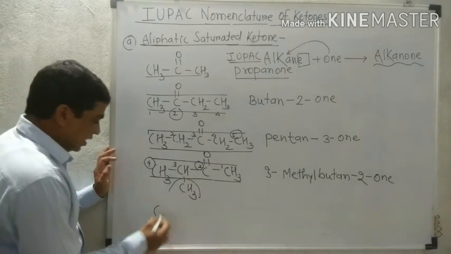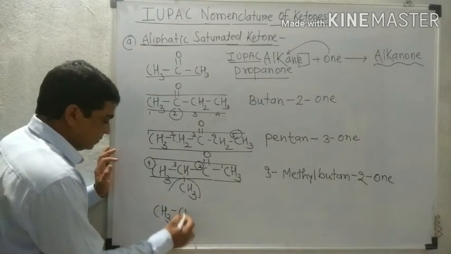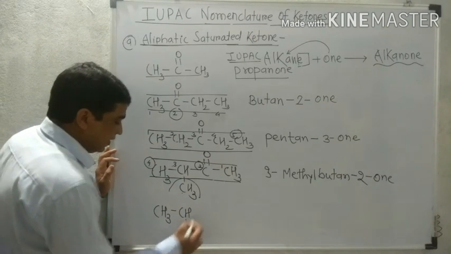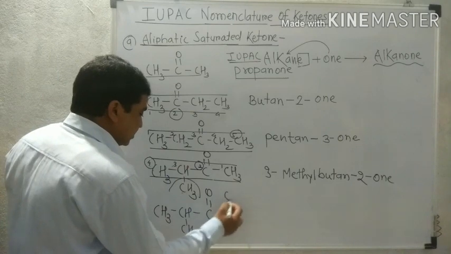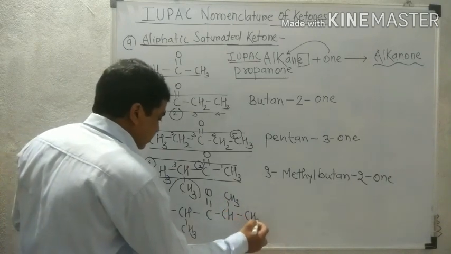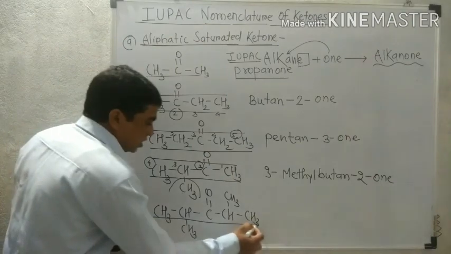Let us again consider another example. CH3 C double bond O CH(CH3) CH3. In this structure, this is also the longest chain of carbon.